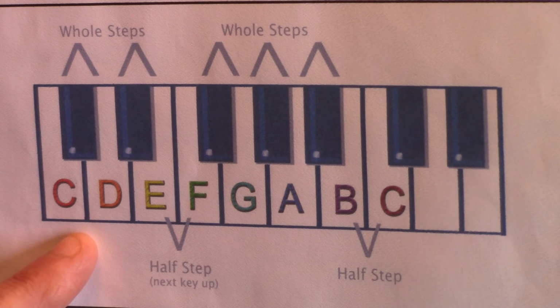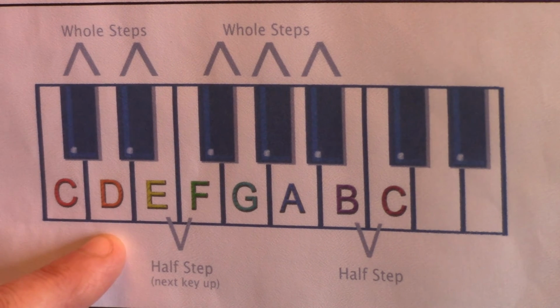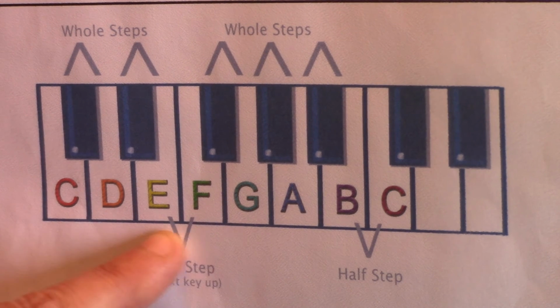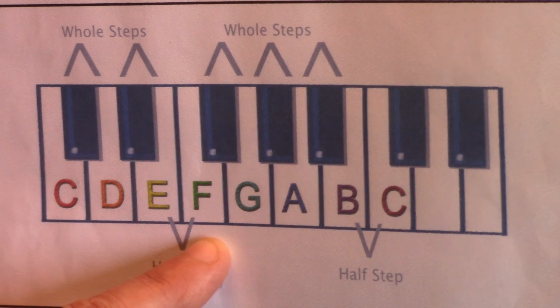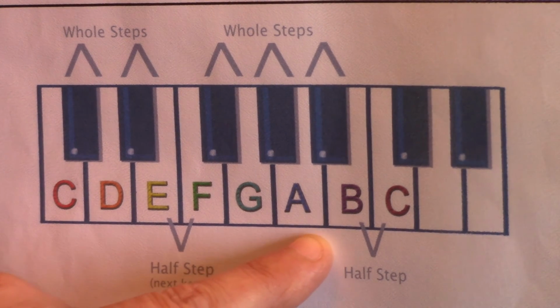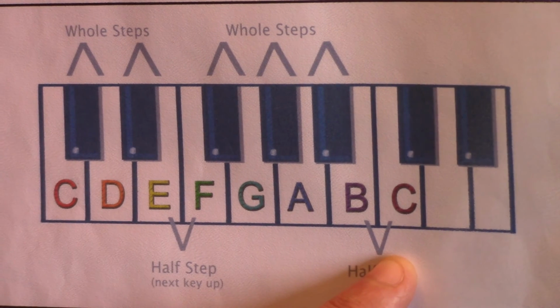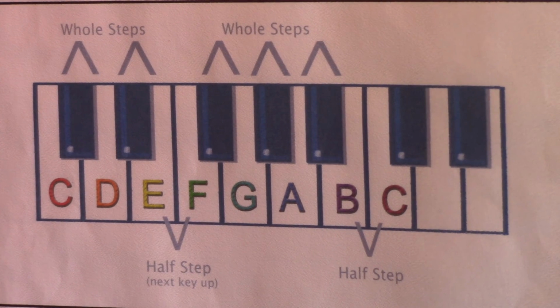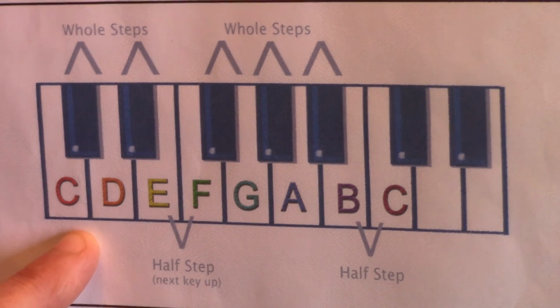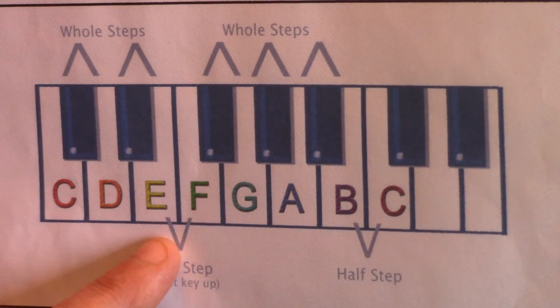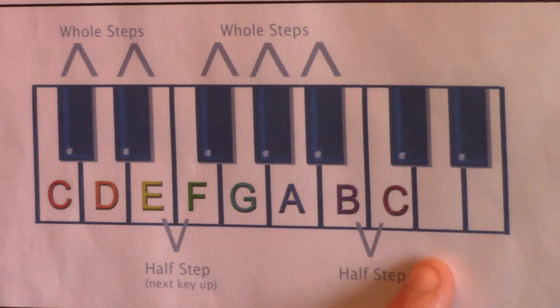I like to think of it numerically. 1, 2, 3, half step between 3 and 4, 5, 6, 7, those are all whole steps, and half step between 7 and 8. So you can think of it as a scale is made out of a note and all whole steps except for between 3 and 4 and 7 and 8.